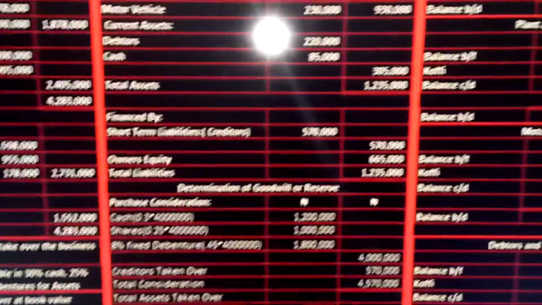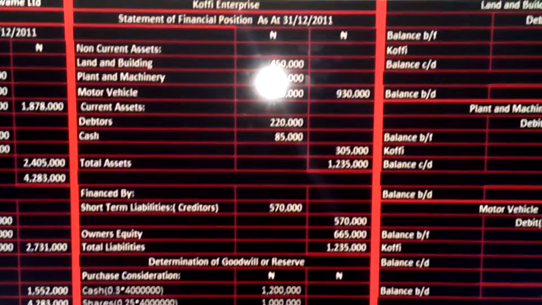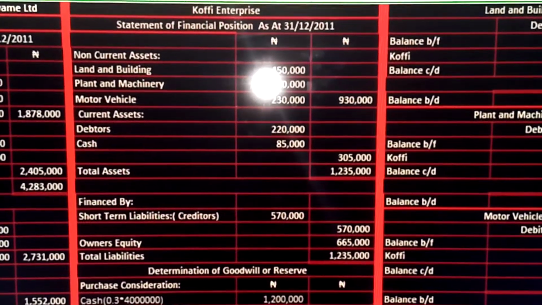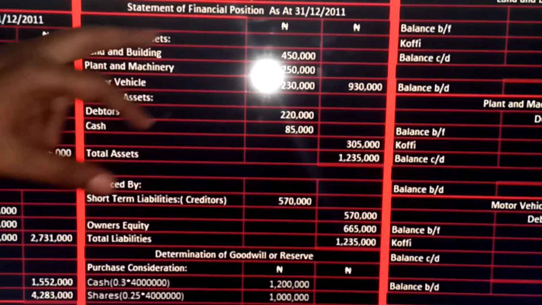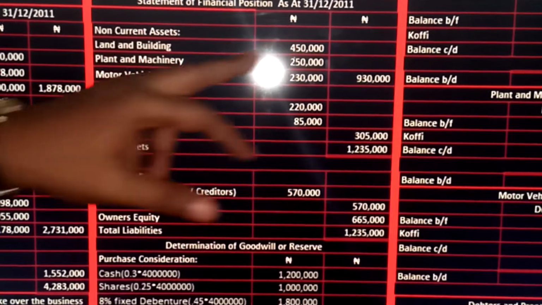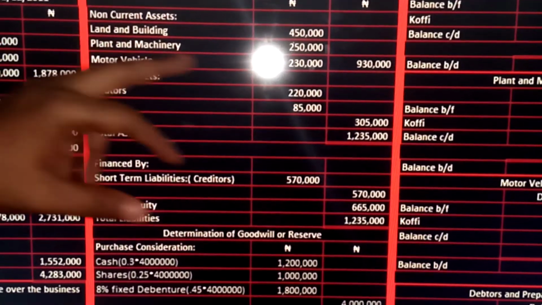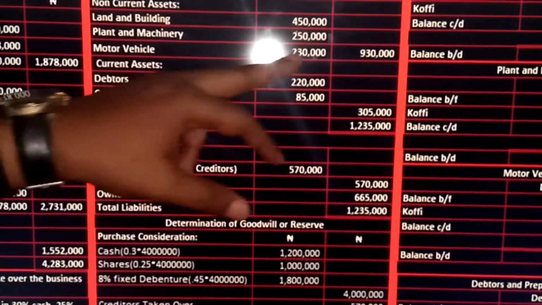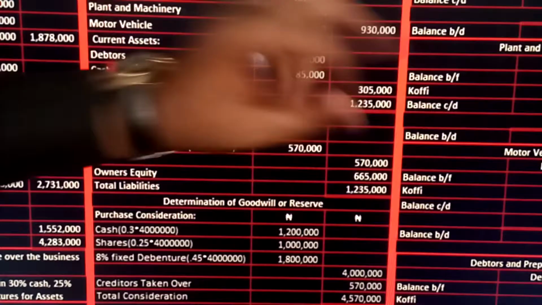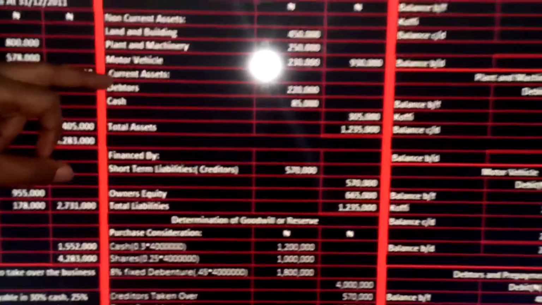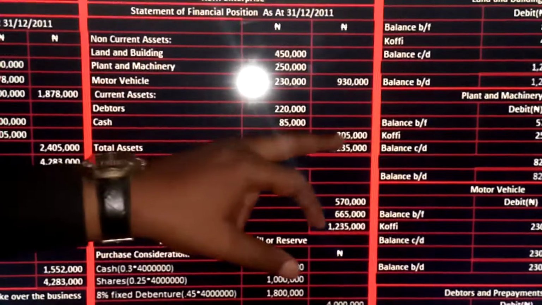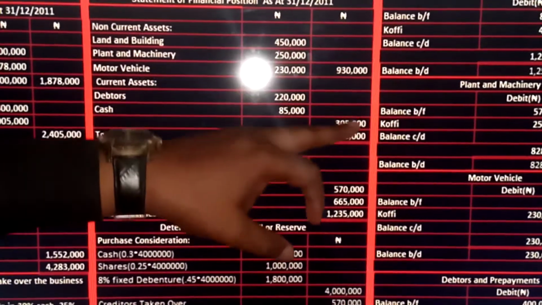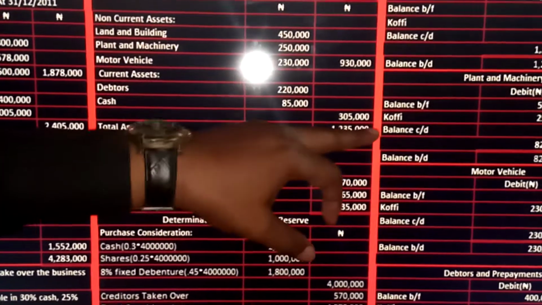So let's even look at Kofi Enterprise's statement of financial position, which is the balance sheet of Kofi Enterprise. We have non-current assets, which are the fixed assets. Land and building of Kofi is 450,000. Plant and machinery is 250,000. Motor vehicle is 230,000. If you add all, you have 930,000. Current assets: we have debtors 220,000, cash 85,000. If you add, you have 305,000. So total asset is 305,000 plus 930,000, that's 1,235,000.